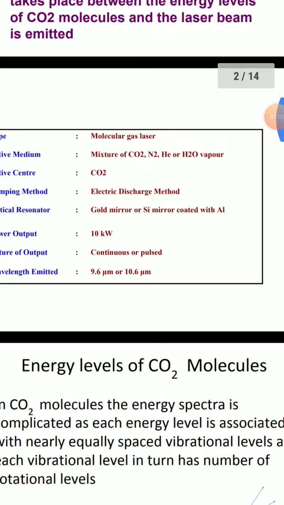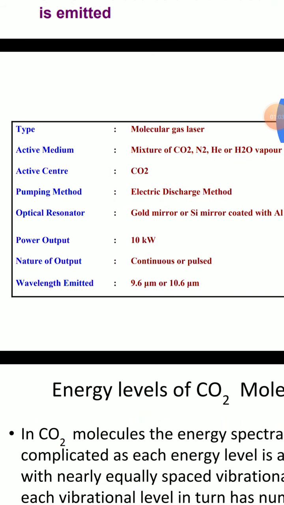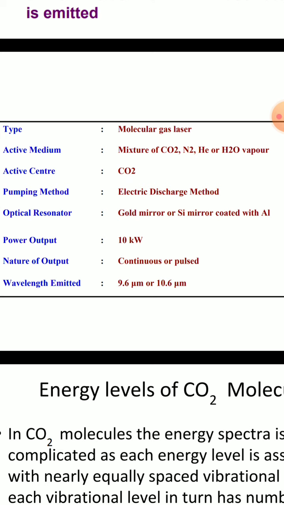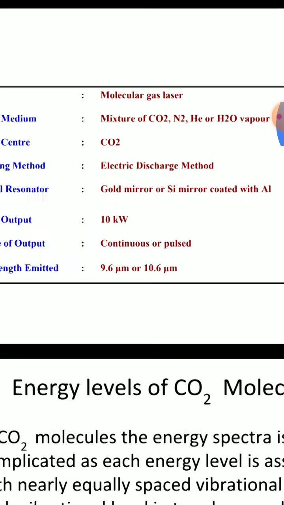You can see here the properties of a CO2 laser. It is a molecular gas laser. The active medium is CO2. N2, helium and H2O vapors are present in the gas mixture. Active centers act in CO2. Active centers are the centers where the energy transition takes place and the lasing takes place. Then the pumping method taken here is again the electric discharge method, and the optical resonator cavity comprises gold mirrors or silicon mirrors coated with aluminium.